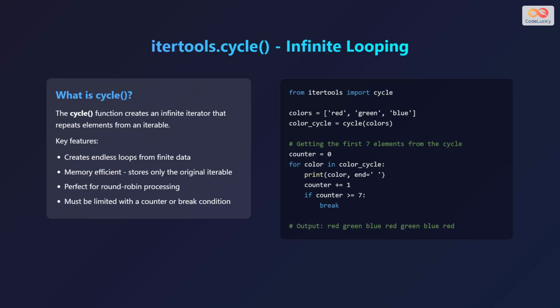Here's an example. We import cycle from itertools. We have a list of colors: red, green, and blue. The cycle function creates an infinite cycle of these colors. To avoid an infinite loop, we use a counter to get only the first 7 elements from the cycle. The output will be red, green, blue, red.